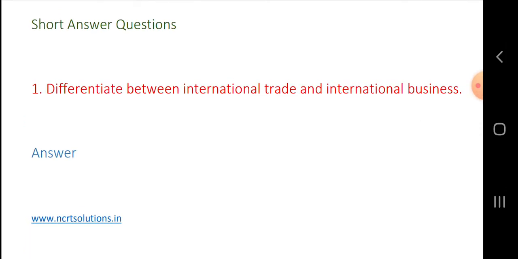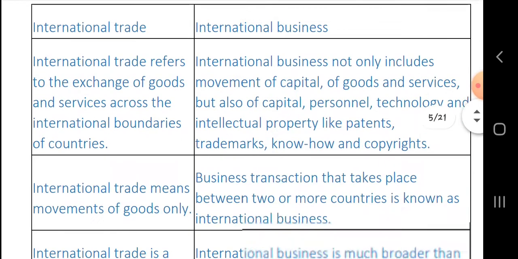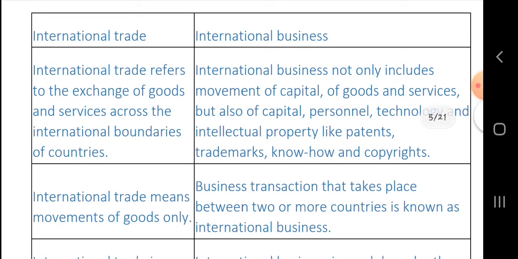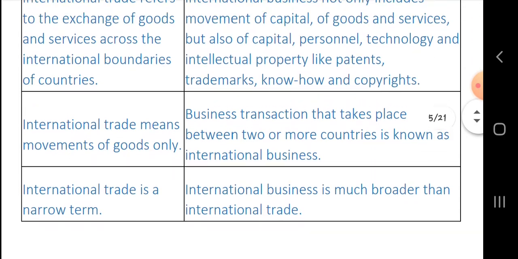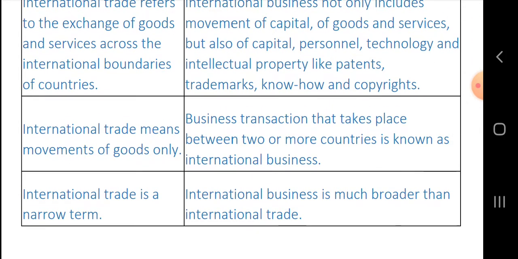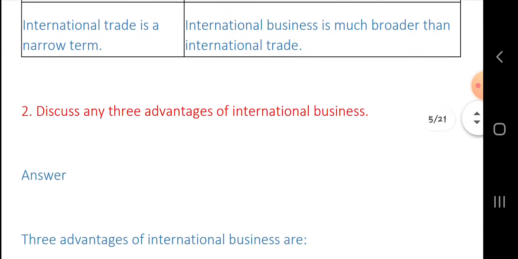Is there no difference between international trade and international business? International trade refers to the exchange of goods and services, and international business not only includes movement of goods and services but also capital and other things. International trade means movement of goods only. A business transaction that takes place between two or more countries is known as international business, and international trade is a narrow term, while international business is much broader than international trade.